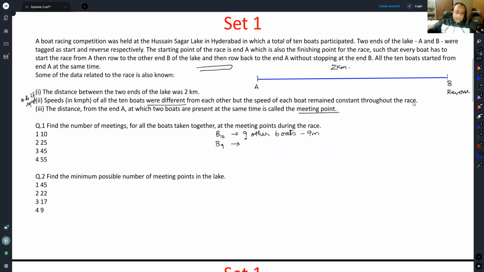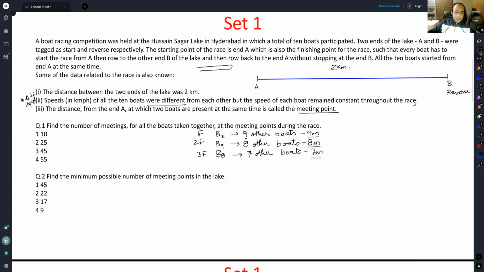So boat 9, when it is returning, it will meet 8 other boats. So 8 meetings. Boat 8 would meet 7 other boats. So 7 meetings. Hopefully by now you have seen a pattern emerging. Your first boat has 9 meetings, second boat has 8 meetings, third boat has 7 meetings. This is the fastest boat, this is the second fastest boat, this is the third fastest boat, and so on.